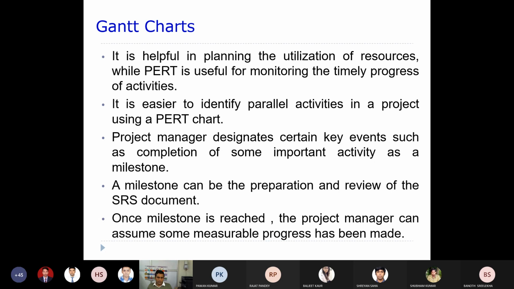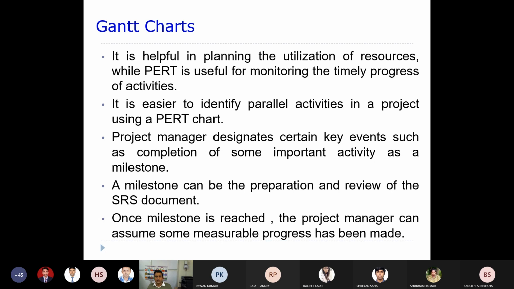So a milestone can be the preparation and review of the SRS document, right? You understand what a milestone is, okay? So one example of a milestone can be the SRS. Once the SRS document is prepared, we should review that particular SRS. So that is exactly what a milestone is.